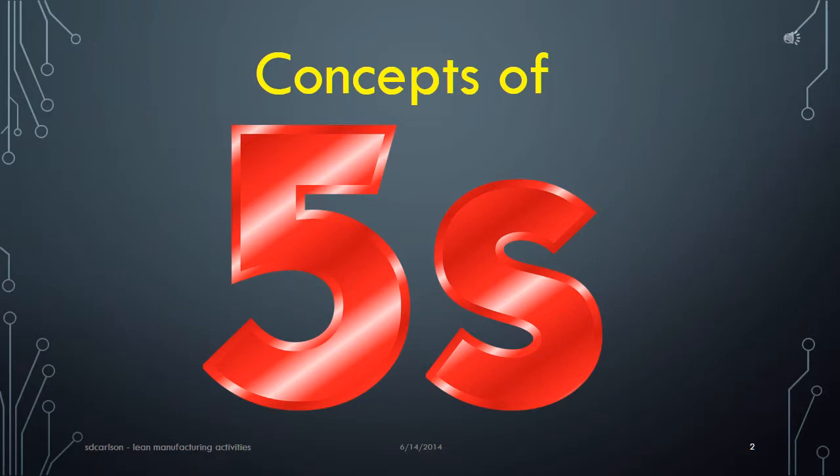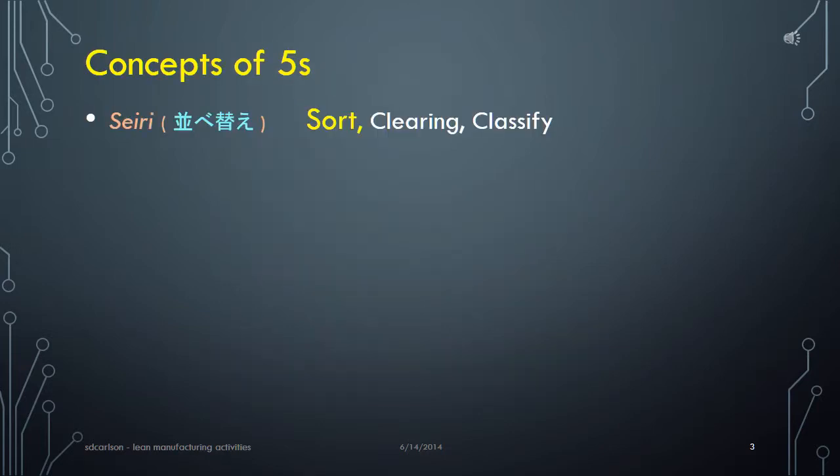It is split into 5 phases. Each phase is named after a different Japanese term beginning with the letter S. I don't pretend to be able to pronounce Japanese, so here are the English descriptions of these Japanese terms. The first phase is to sort, clear out the unwanted items, and classify the materials.